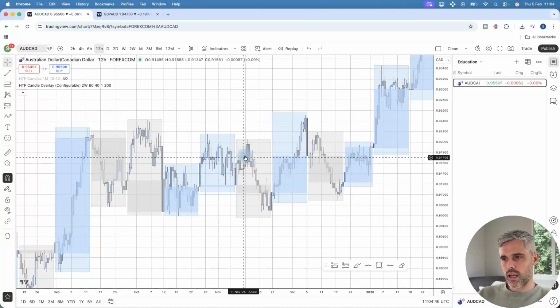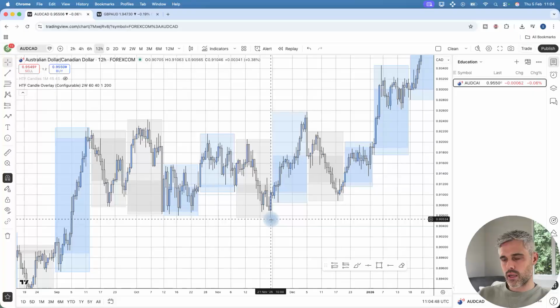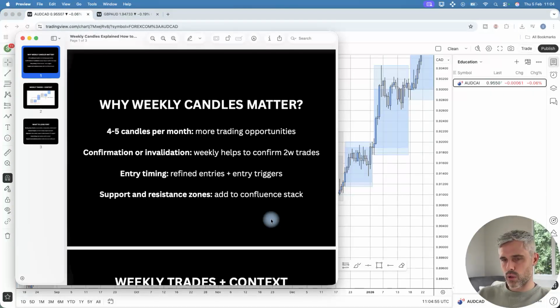Why does price take this heavy correction before it then dumps to the low? Can it be explained very easily with the weekly time frame? So before we get into that, let's just look at a quick review of why these candles matter.